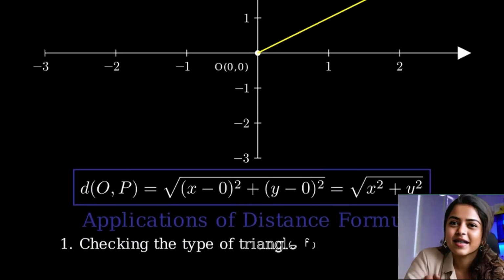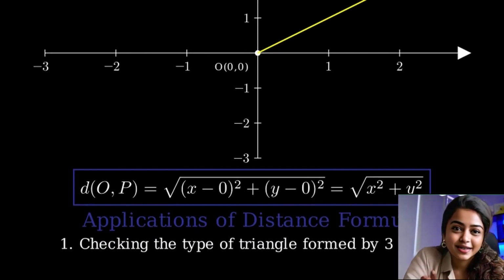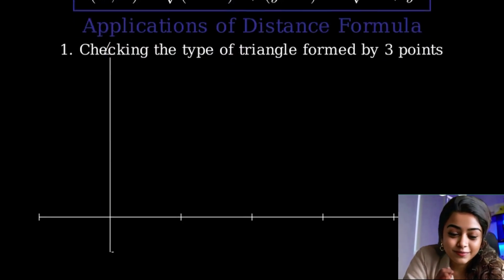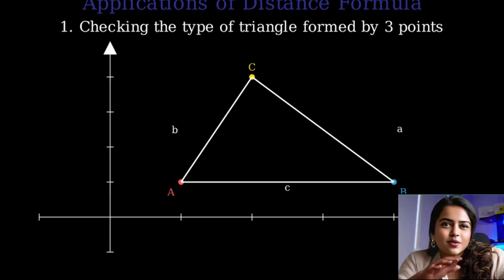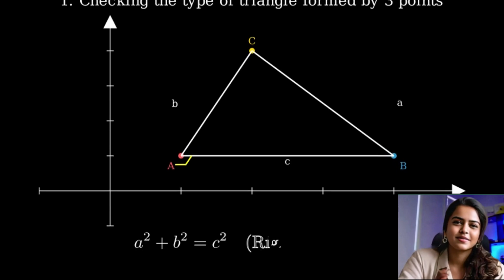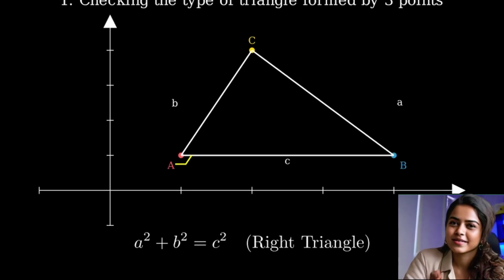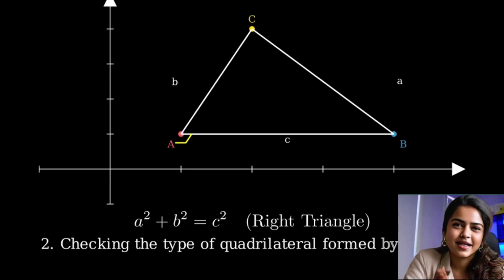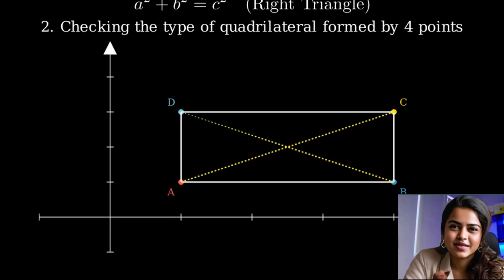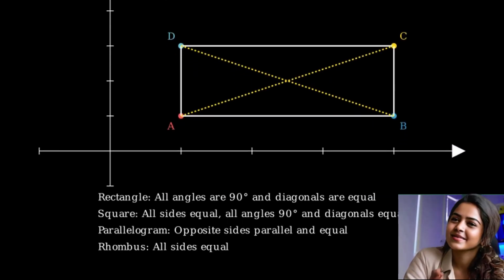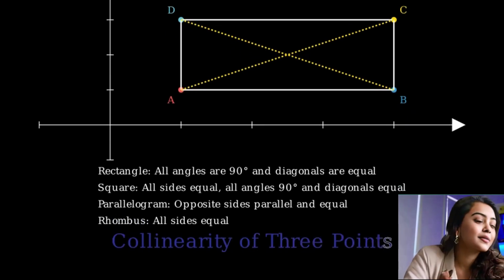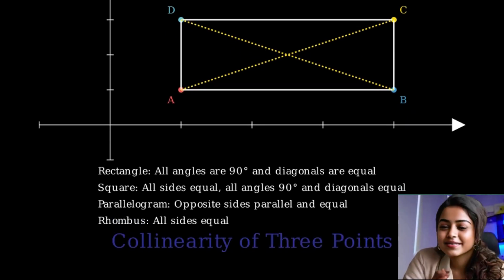We can use it to check what type of triangle is formed by 3 given coordinates. By calculating the lengths of all 3 sides, we can determine if the triangle is equilateral, isosceles, or scalene. We can also check if it's a right triangle using the Pythagorean theorem. Similarly, for quadrilaterals, we can determine whether it's a square, rectangle, rhombus, or parallelogram by checking the relationships between side lengths and diagonals. We can also use the distance formula to check if 3 points are collinear.